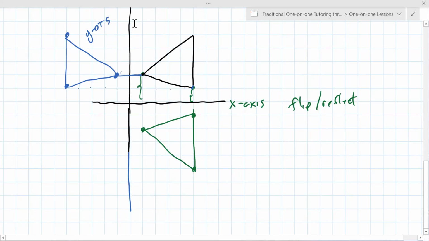All right. So y goes to the left or to the right, and then x goes up or down. That's right. All right, I'm going to write that down.